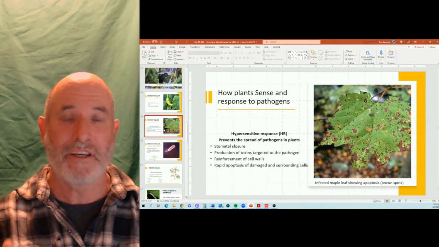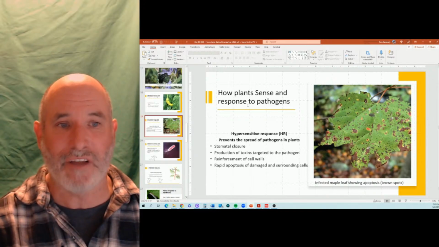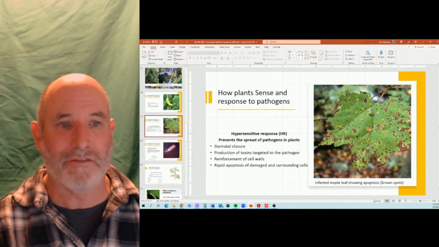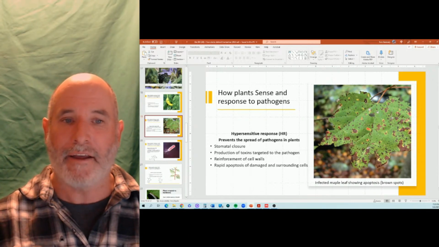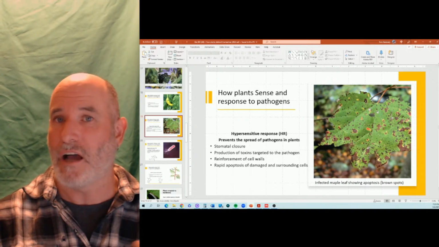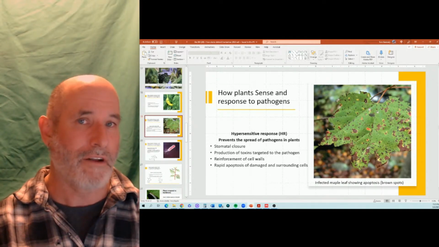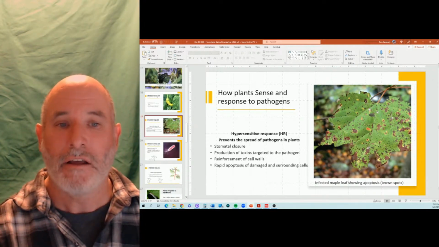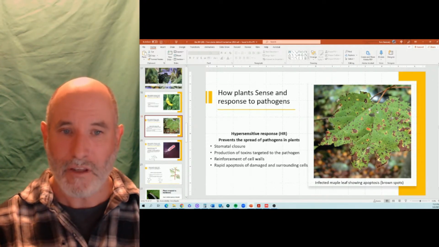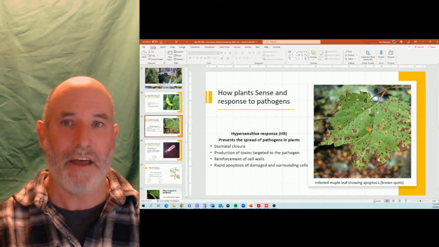So the cells begin to commit suicide, apoptosis. You can see all the brown dots. There's the brown dots right there. That's where those cells are committing suicide, and they might produce toxins, secondary metabolites, to target those pathogens. They'll start reinforcing their cell walls, making them thicker. And of course they do the damage. They start doing apoptosis.